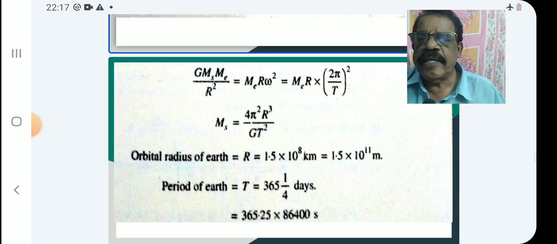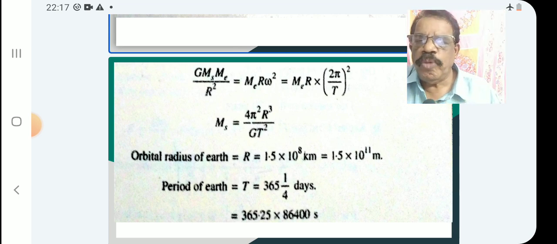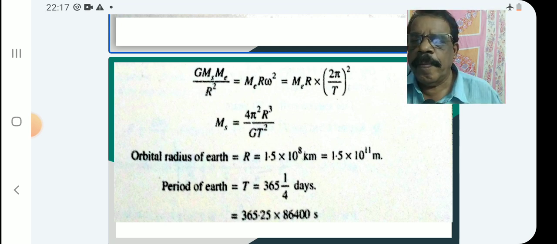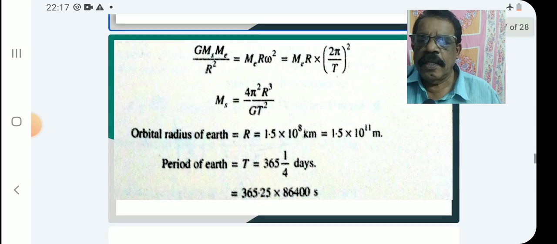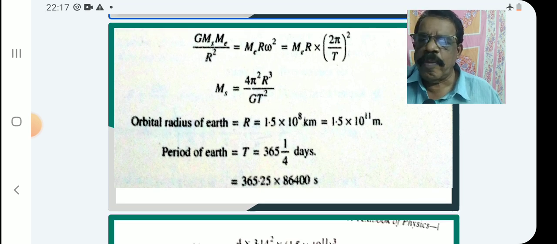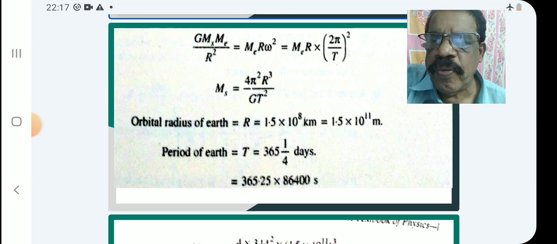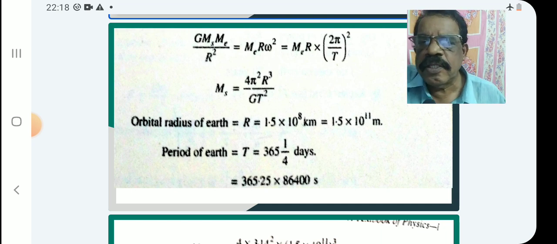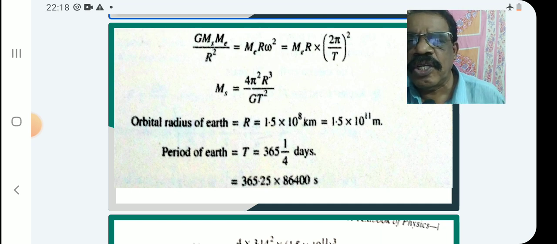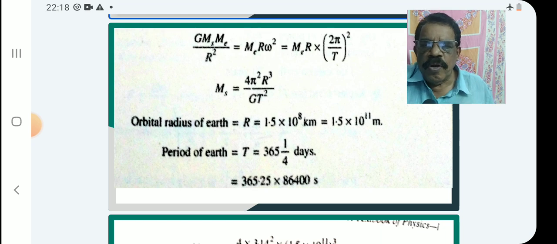So here also we write the period, or we can find the period. T is 2π root of R cubed by GM. In that manner we can write. And if we find M of Sun, it is 4π² R³ by GT², where R is the Earth Sun distance, which is also known as the astronomical distance, which is equal to 1.5 into 10⁸ kilometer.